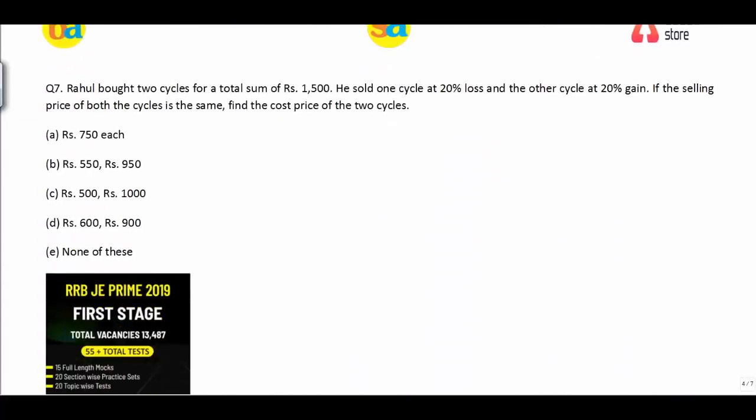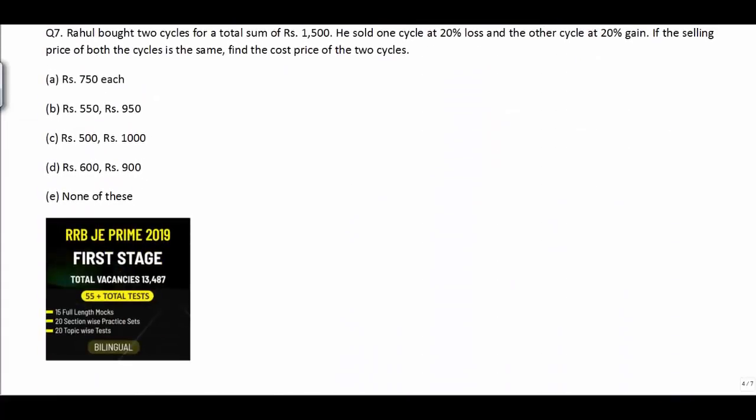Question number 7. Rahul bought 2 cycles for a total sum of rupees 1500. He sold one cycle at 20% loss and the other cycle at 20% gain. If the selling price of both the cycles is the same, find the cost price of the 2 cycles. Okay. So total cost price of both the cycles is rupees 1500.